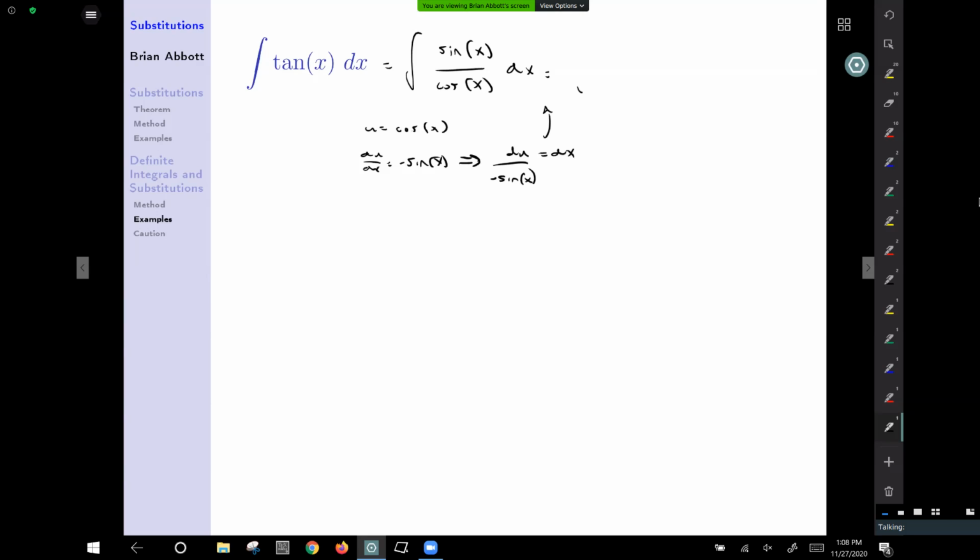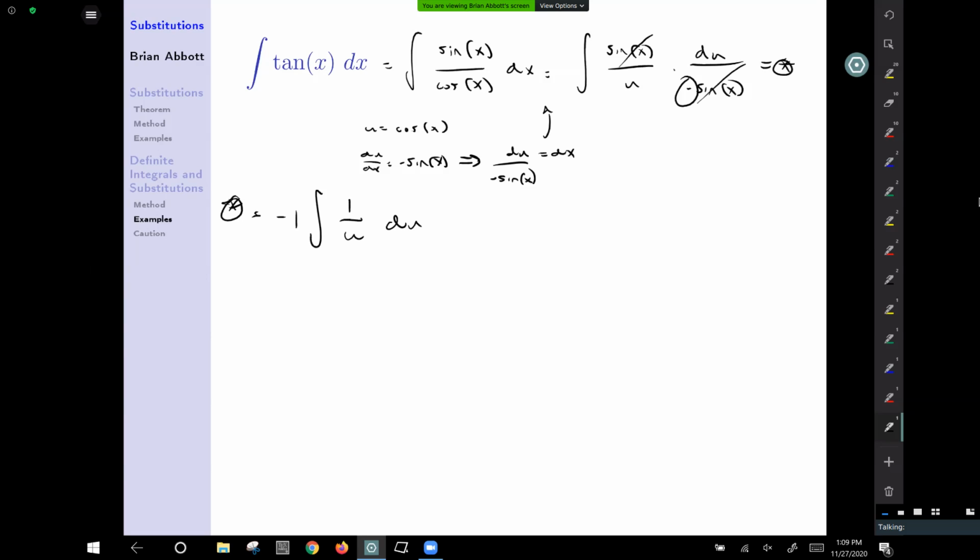Using this substitution, our integral becomes sine of x over u du over negative sine of x. Reduce away. That negative just pops outside, and our integral becomes negative 1 integral of 1 over u du. So we ask ourselves, what has the derivative of 1 over u? We haven't really talked about this one yet, but ln of u has derivative 1 over u.